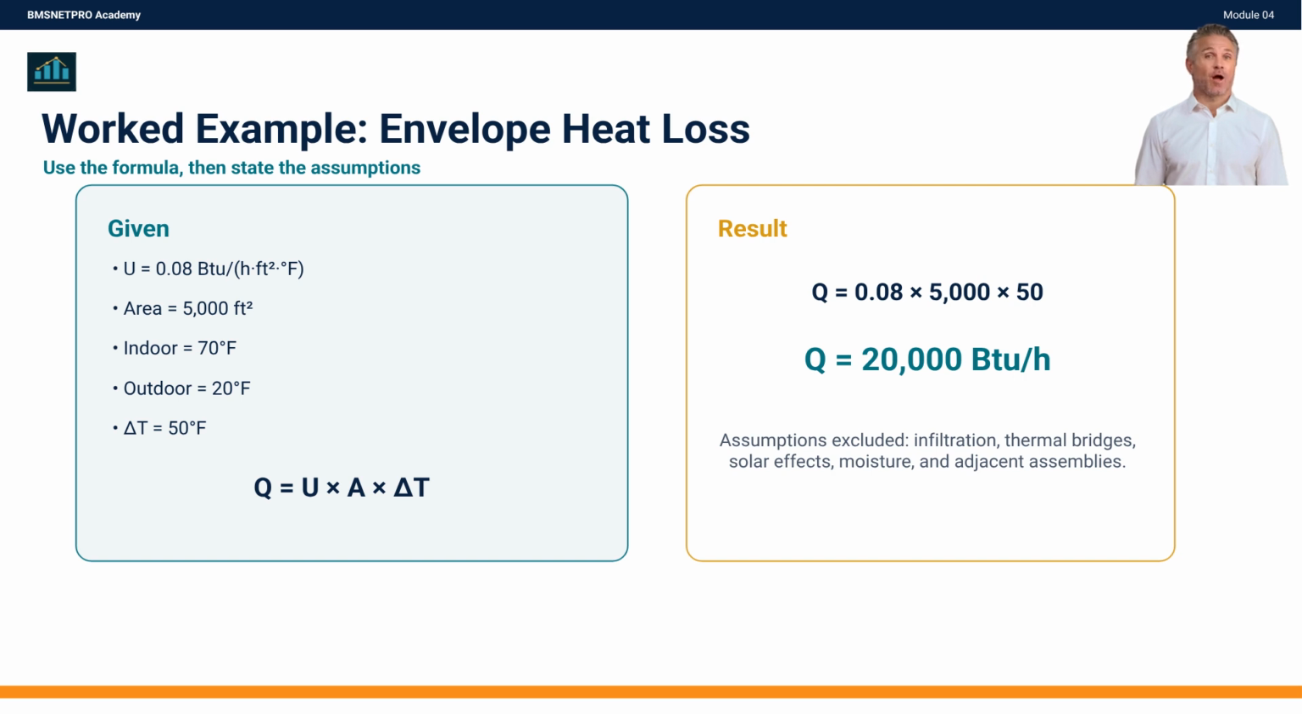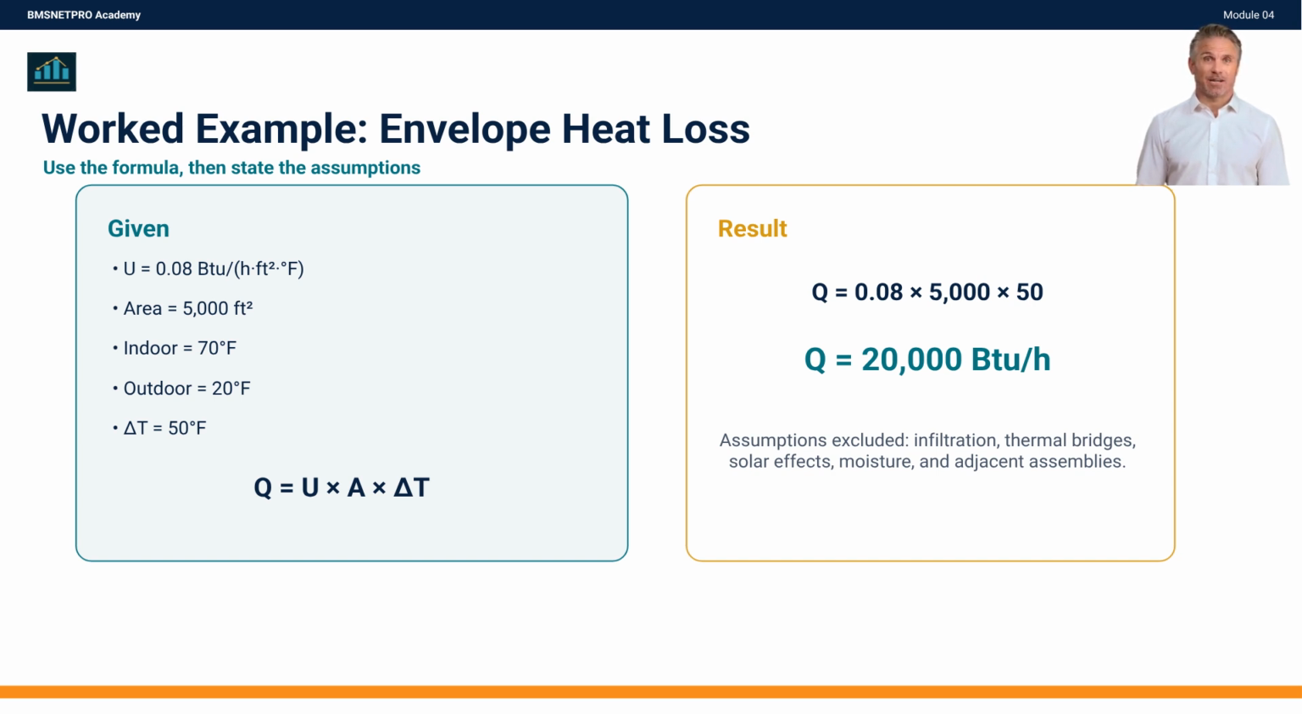Let us use a simple envelope heat loss example. We are given a wall U value of 0.08 BTU per hour per square foot per degree Fahrenheit. The wall area is 5,000 square feet. Indoor temperature is 70 degrees, and outdoor temperature is 20 degrees. That gives us a 50-degree temperature difference. Using Q equals U times area times delta T, the estimate is 0.08 times 5,000 times 50, which equals 20,000 BTU per hour.